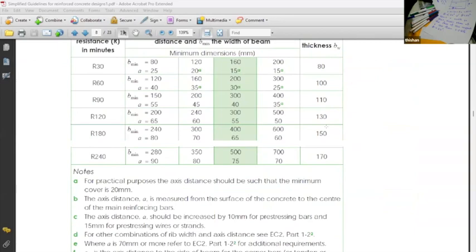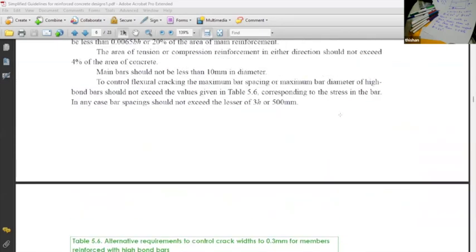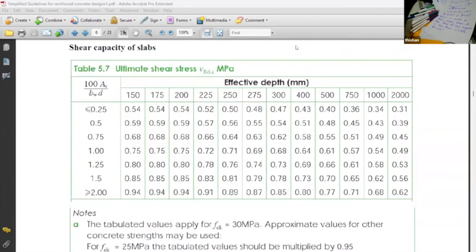What is the difference between Euro and BS? The BS code gives this table in the code. The Eurocode gives one equation. It says if you want, you can. So the advantage is that you can make use of these simplified tools as well.